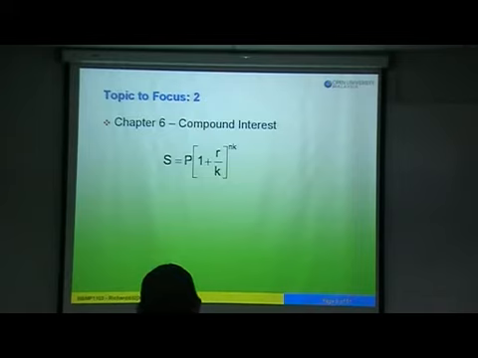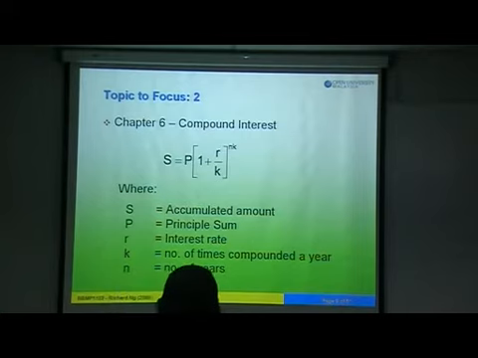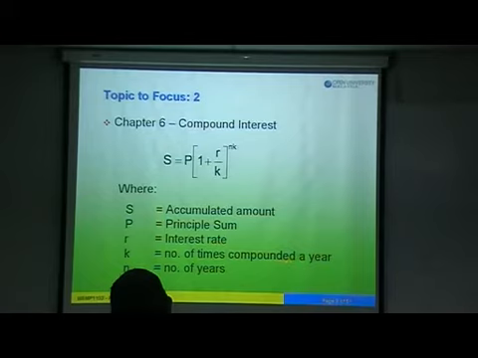Understand? So there is S equals P(1 + r/k)^(nk), where S is the accumulated amount. Accumulated means the principal plus the interest. P is the principal sum, r is the interest rate. So interest rate normally given as a percentage, you must divide by 100. Then k is what? Number of times compounded a year.